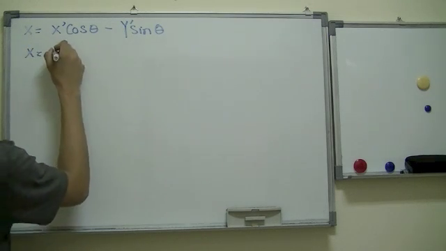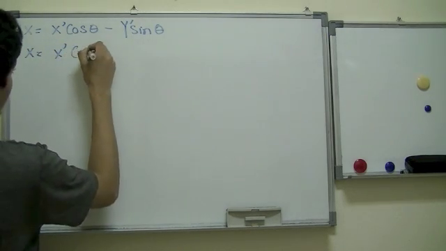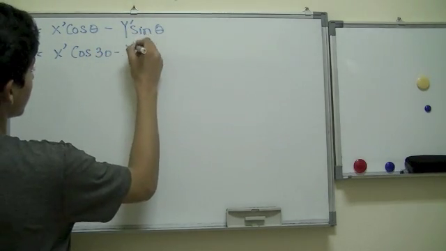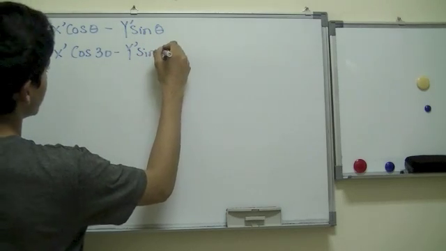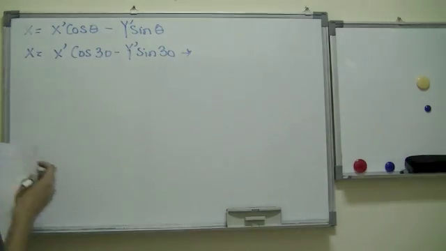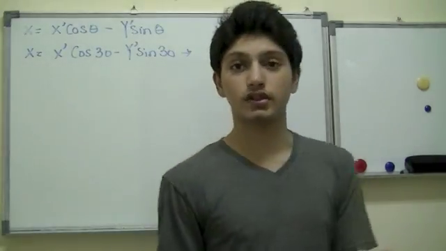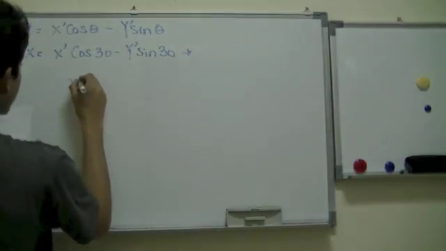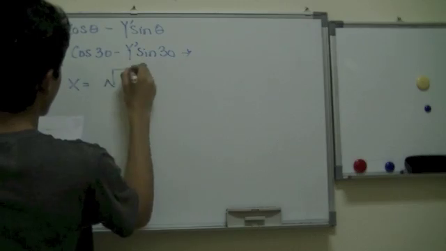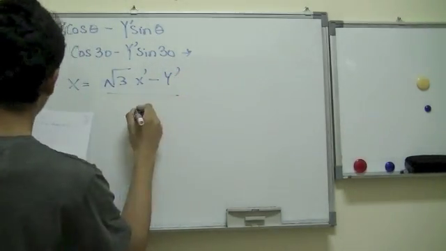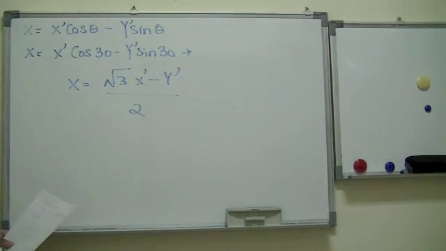For the previous example, that would be x prime cosine of theta, which we just found out would be 30, y prime sine theta, which would be 30 over here, okay? And this over here, what we did was a demonstration as 2. So if we go ahead and solve for this, we would get x equals radical 3 x prime minus y prime over 2. You put the denominator as 2.